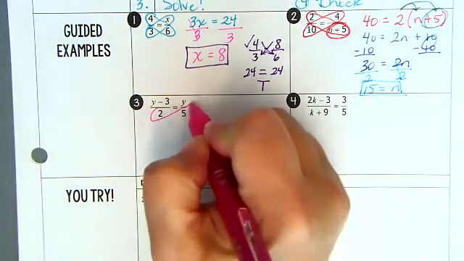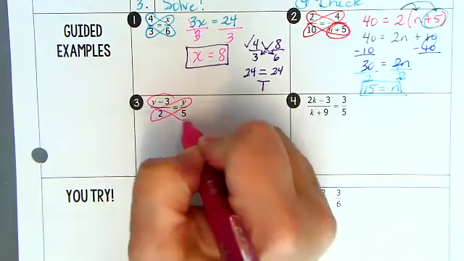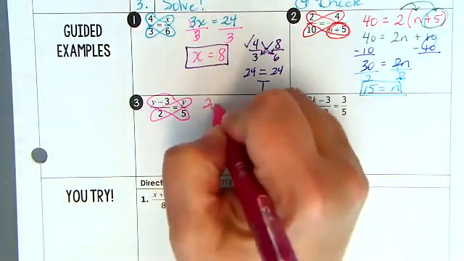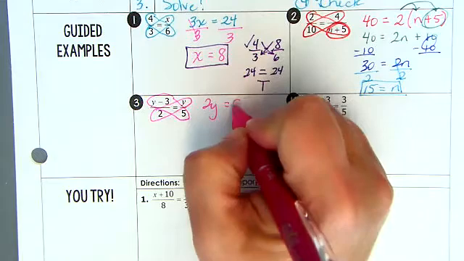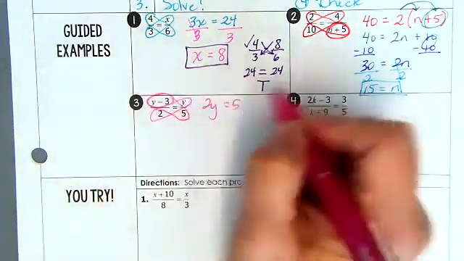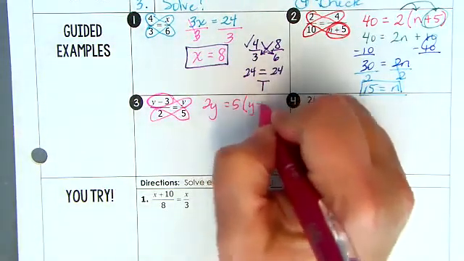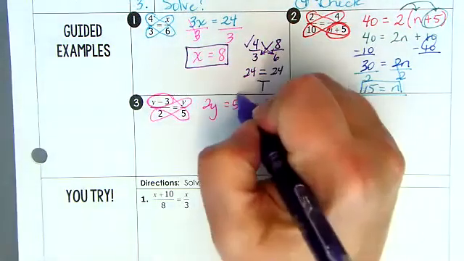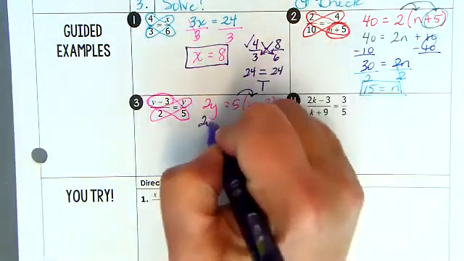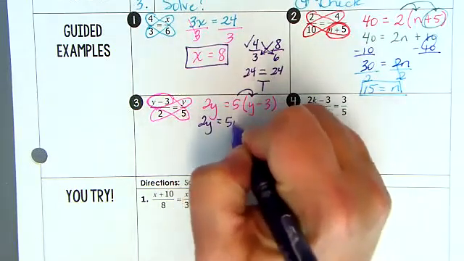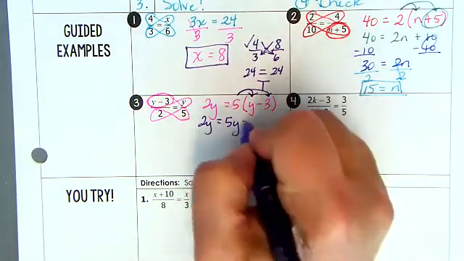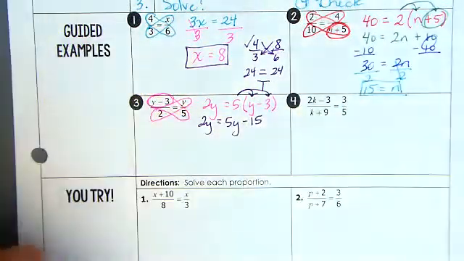But again, we still multiply diagonally. Our butterfly. So I now have 2 times y, which gives me 2y equals 5 times all of that. So I have to do the parentheses, y minus 3, close parentheses. And now I distribute. Bring down the 2y, so I have 2y equals 5y, 5 times negative 3, so that's going to give me a negative 15.